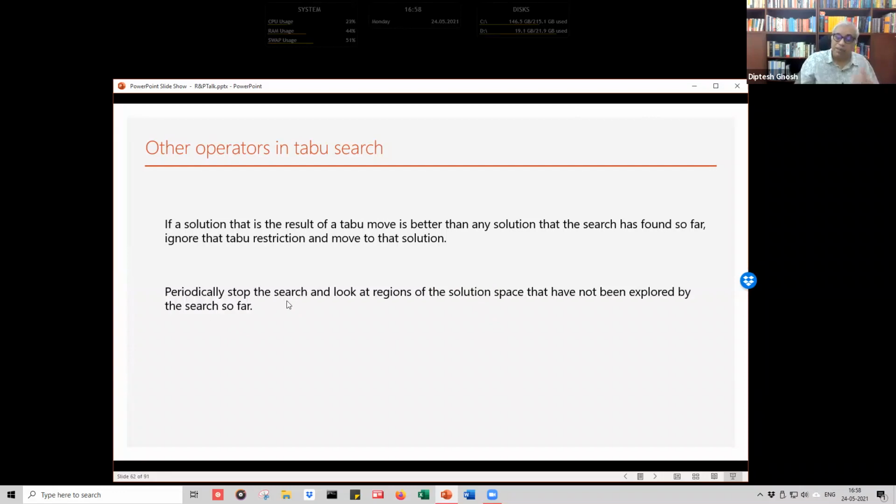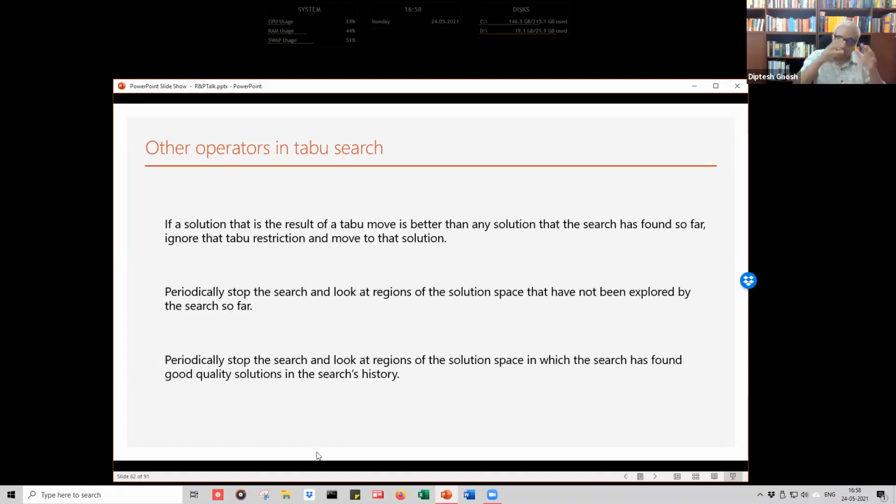Also, I can periodically stop my search and take a look at all those regions in the solution space that have not been explored so far. Okay, or I can periodically stop and look at regions carefully where I have found good solutions. Okay, so the first one is called aspiration, the second one is called diversification, the third one is called intensification. Okay, the basic taboo moves and things like aspiration, diversification, and intensification are the usual ways in which you improve your taboo search to find out good solutions.